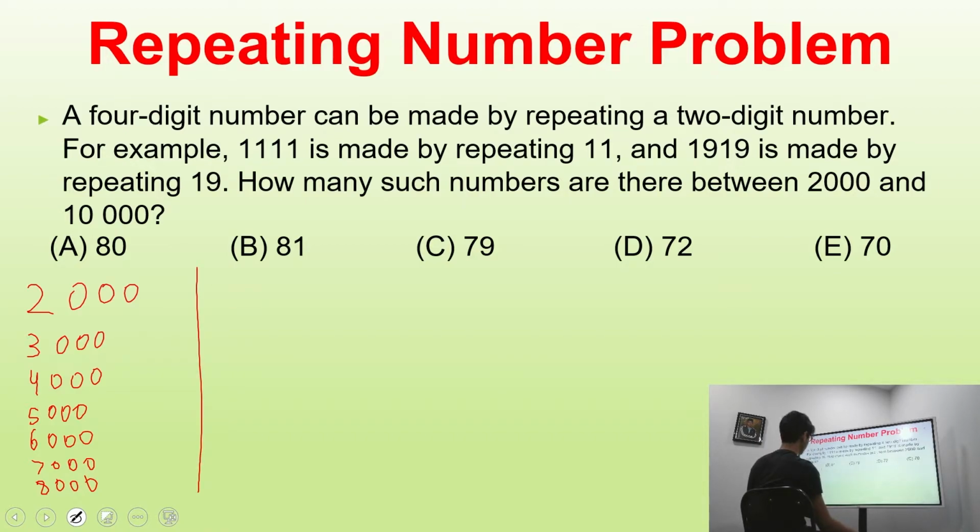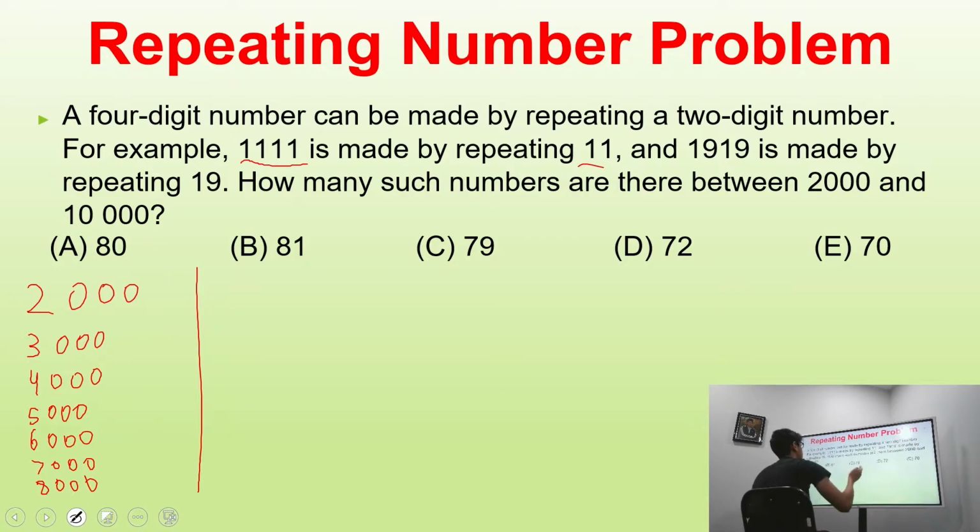We wrote down all of our thousands there, and if you remember, our step number 2 was to solve for the first one. If we go back to the question, it said we need to find a 4-digit number made by repeating a 2-digit number, for example, 1111 from 11. Let's do that really quick, and start off with 2,000 since we're going in between 2,000 and 10,000.